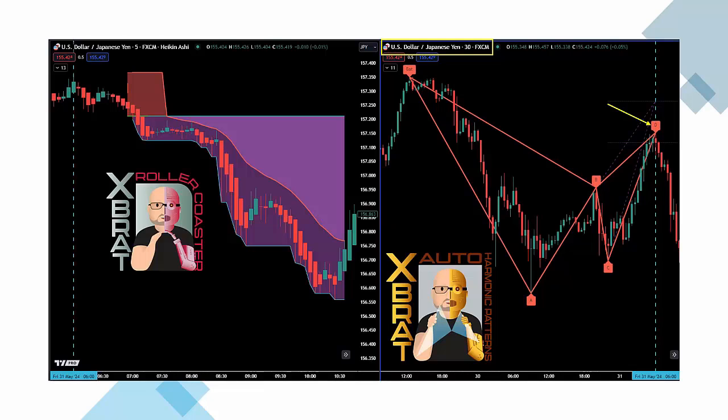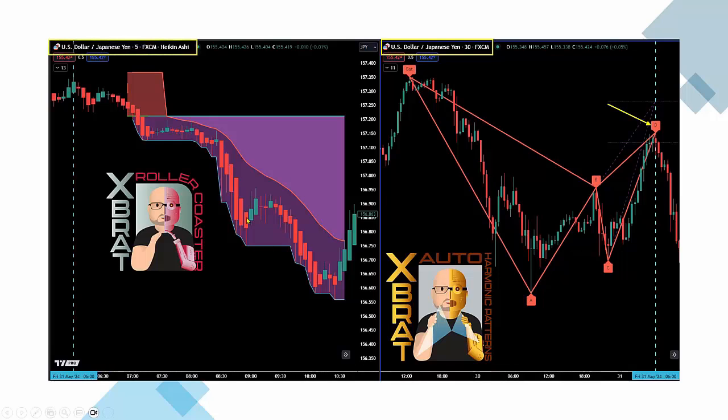On the 30-minute, I've got the auto harmonics. It's completed a bat pattern. It's colored in red, so we're looking for a bearish move, but there's no real entry strategy with this. It's there to give us a guide to say, hey, look at this, we're looking for a short trade. Look for a short trade on a smaller time frame.